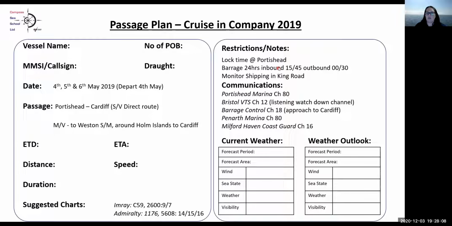I've done some idea around the restrictions, for example, here. So the restrictions are the lock times to get out of Portishead, the barrage when we get into Cardiff, which is 24 hours a day, great, and to monitor shipping in the King Road, which is our shipping channel here.